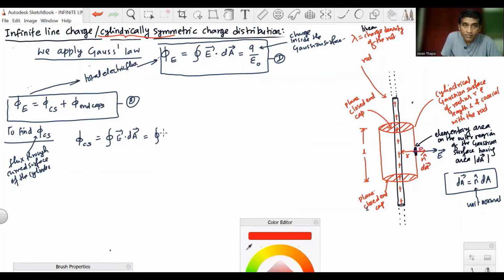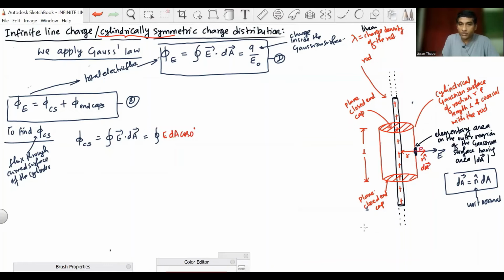Electric field and area vector are parallel to each other. Clear? Because from the condition of symmetry, the electric field is parallel to the area vector. We have electric field parallel to area vector on the surface chosen, and we have a cylindrical Gaussian surface. So on the curved surface of the cylinder, electric field is parallel to the area vector.